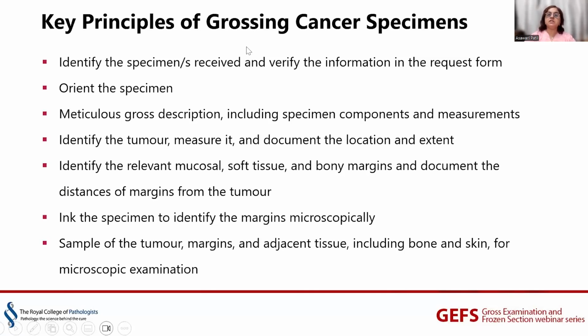Now, the key principles in grossing a cancer specimen: first, you identify the specimens received and verify the information on the request form. The request form is the most important thing. Once you identify and verify the information, then orient the specimen, followed by a meticulous gross examination, which includes enumerating all the specimen components with their measurements. Most of the time we have to document three-dimensional measurements. Then you identify the tumor, again take the measurements, and document exactly where it is located and whether it is invading any other structures. For example, if it is a tumor in the buccal mucosa, whether it is going to the alveolus or not, and so on. Again, we identify the mucosal, soft tissue, and bony margins, document the distance, and that is followed by inking of the specimen.